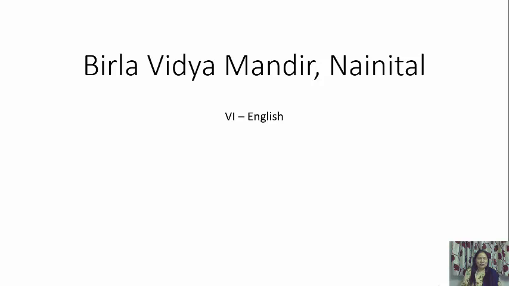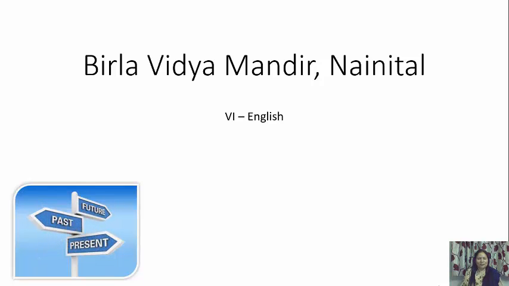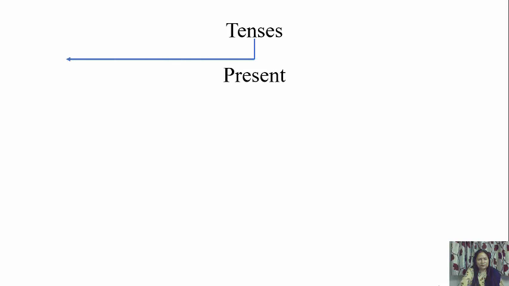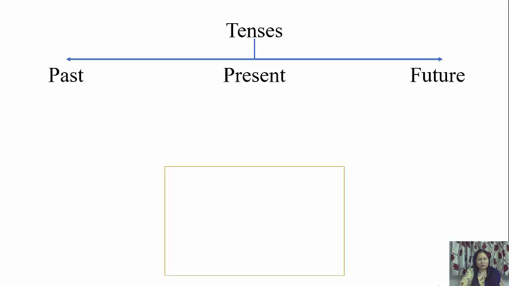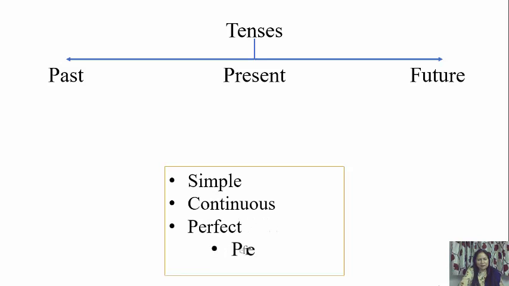Today I'm here with a lesson in tenses. Last time you studied some of the tenses, like present, past and future. And then there are 4 forms of each tense: present, past and future, simple, continuous, perfect and perfect continuous.